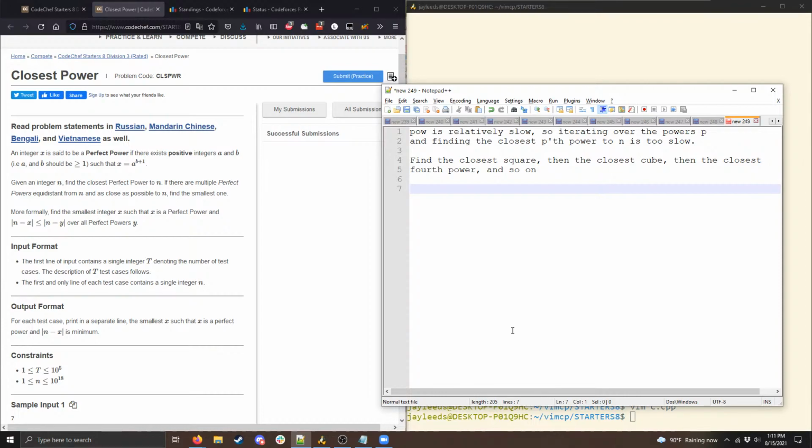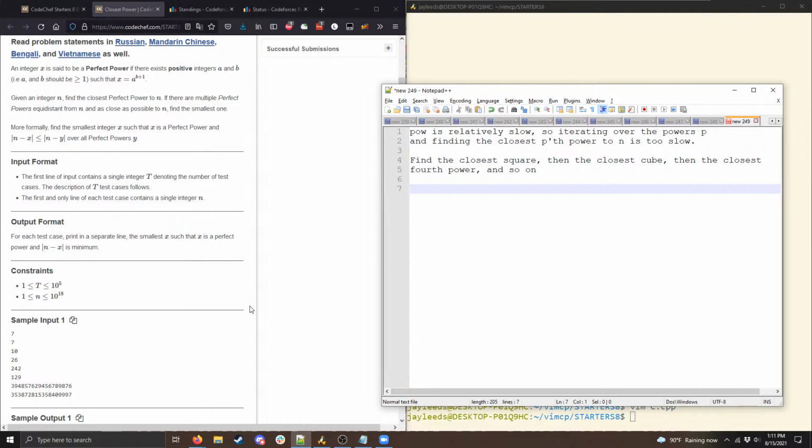What we can do here is realize that n is up to 10 to the 18, so there are going to be a lot of perfect squares and even a lot of perfect cubes, but beyond that there really aren't that many fourth powers, fifth powers, etc. And in fact, I guess there really aren't that many perfect cubes either, but I digress.